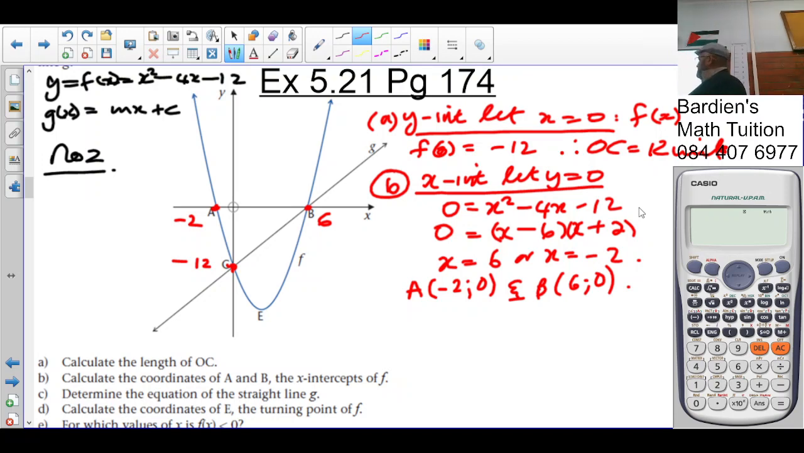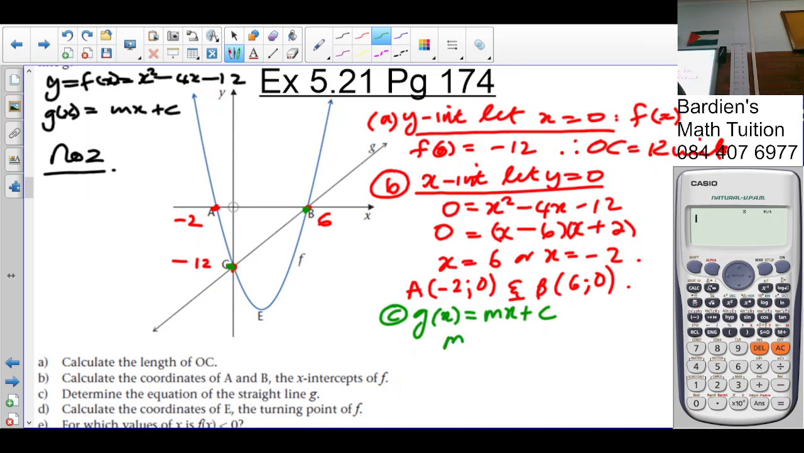Okay? So look at C. Determine the equation of g of x. So g of x will be in the form of mx plus c. To calculate my gradient, I need 2 points, not so? Do I have 2 points? Yes, I have C and B. They're both on g.